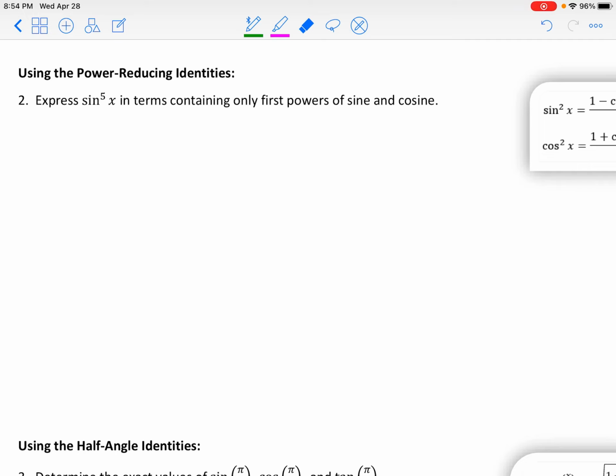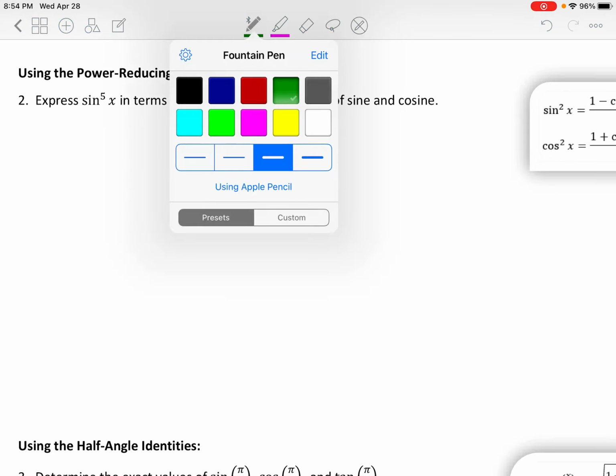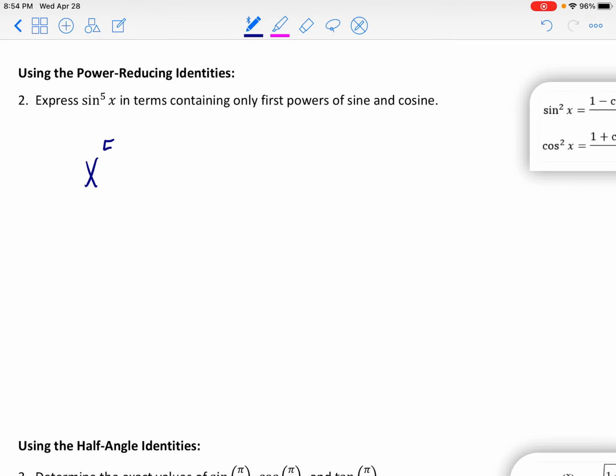In this case, trying to express the sine to the 5th power of x in terms that contain only first powers of sine and cosine. So this is a 5th power of sine that we have to reduce down. The first thing I would do is think about just normal exponent rules, right? If I had something like an x to the 5th, I could say that that's x squared times x squared times x to the 1st. I could separate that out because ultimately these all get added to make the 5 that we have here. That's the first approach I would take.